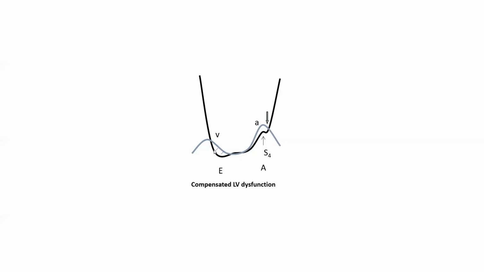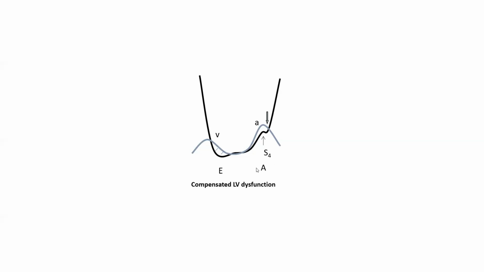LVEDP is higher than mean wedge pressure. In general, LVEDP is almost always equal to end diastolic wedge pressure and is usually equal to mean wedge pressure, but not always. So LVEDP is almost always equal to end diastolic wedge pressure. Only in cases of mitral stenosis will the end diastolic atrial pressure be higher than LVEDP.